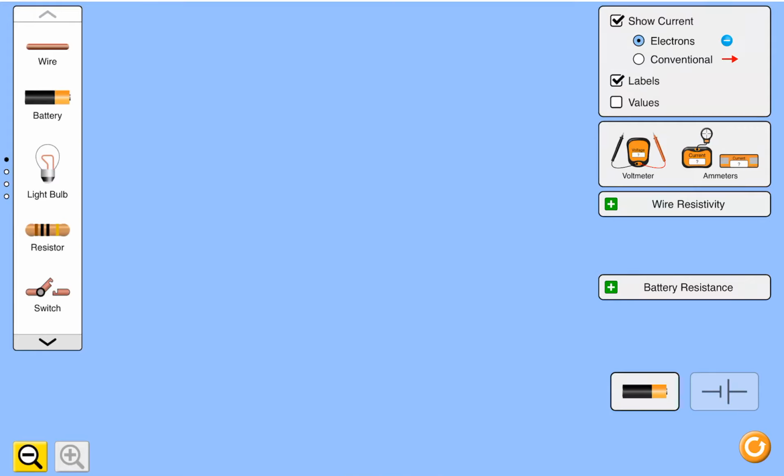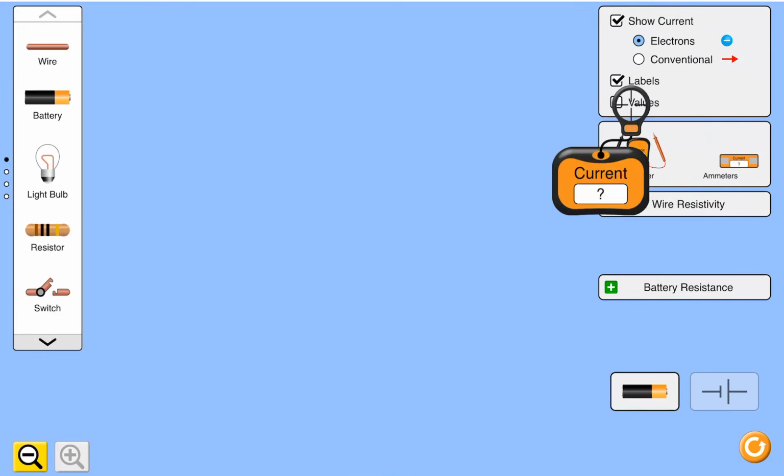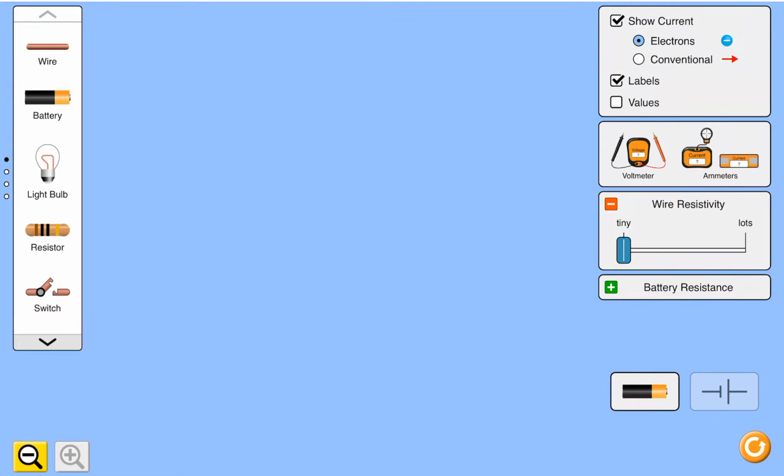Now, over on the right-hand side, it says show current. It says electrons and then conventional current. We're going to stick with electrons. We're going to leave labels. We have voltmeters if we need them. We have an ammeter when we need it. So we'll get to that in a minute. Now, we're not going to touch these because we want the wire resistivity to be really, really small. We want to basically be able to ignore the resistance of the wire, okay? And here, the battery resistance, we also want that to be relatively low. So we're going to shrink those down.